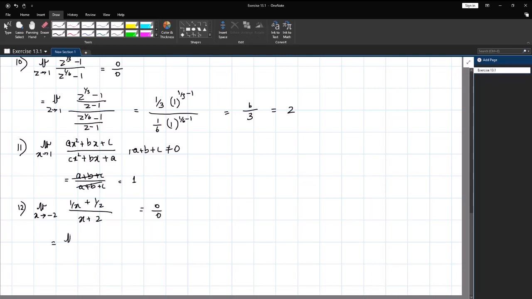To circumvent that, we'll add the numerator, we'll have x plus 2 divided by 2x, whole divided by x plus 2. These two get cancelled. What is remaining here is limit x tends to minus 2 of 1 by 2x, that is nothing but minus 1 by 4.